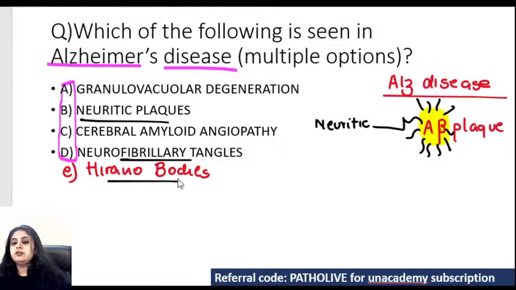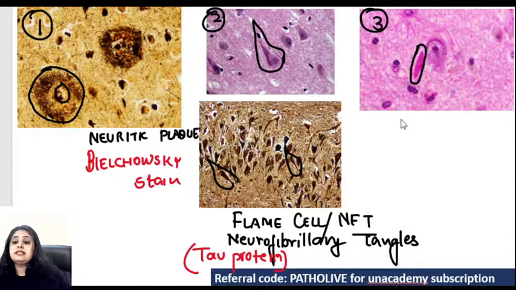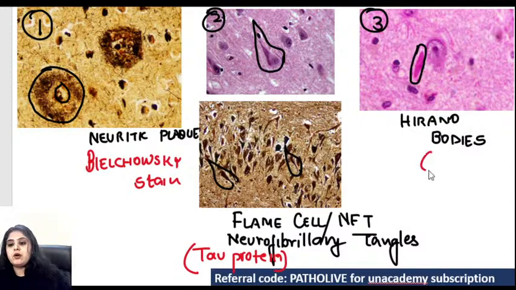Next, what bodies can you see? You see Hirano bodies. How do Hirano bodies look? Image number 3. These are a little elongated like a needle. These are referred to as Hirano bodies. And if you ask me what are they made up of? Hirano bodies are made up of actin. That's the composition that they ask you. So they are made up of actin.